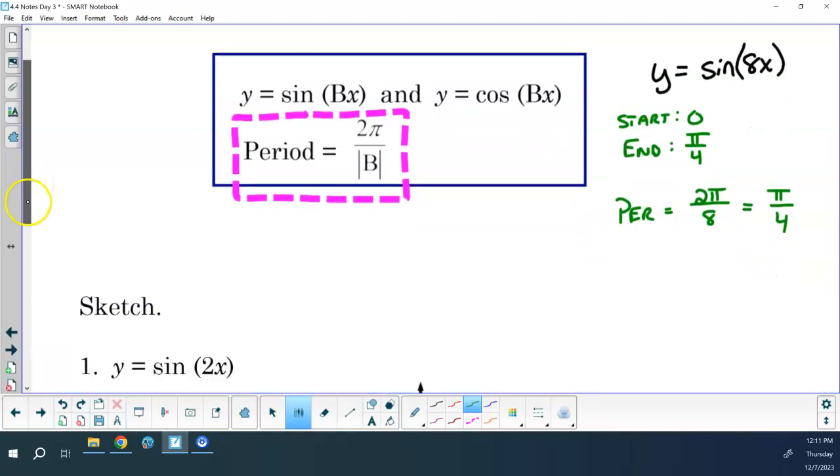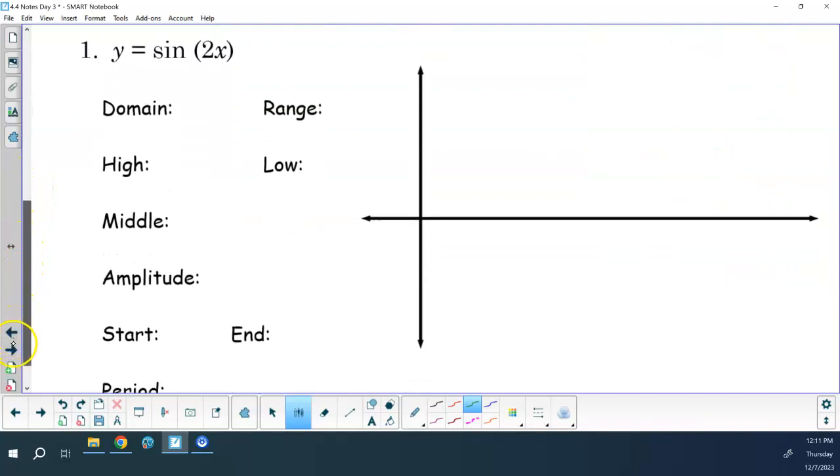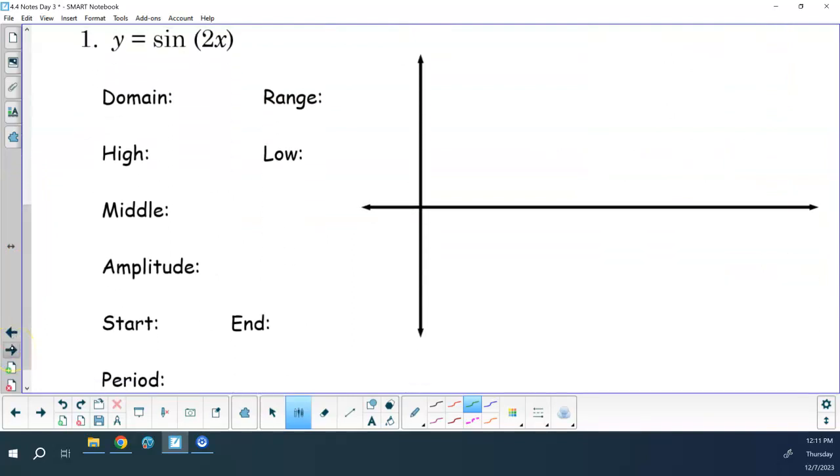First one that we're going to have is y equals the sine of 2x. Certain things you already know about this one. Name me one thing that you already know about this function. The domain is all real numbers. That's always going to be. It starts at 0. We do know that it starts at 0 because we haven't had any C values yet, because it's not Tuesday. We know that the middle is 0.